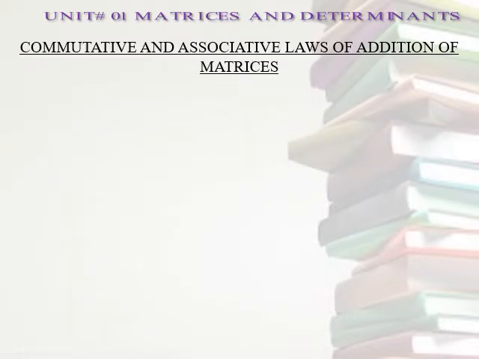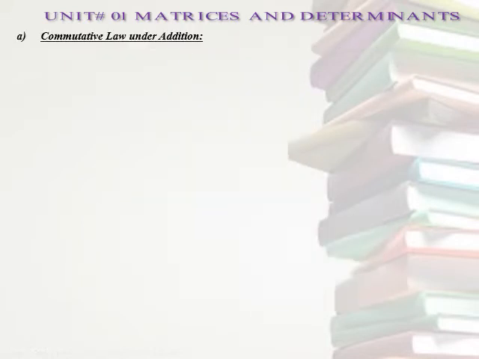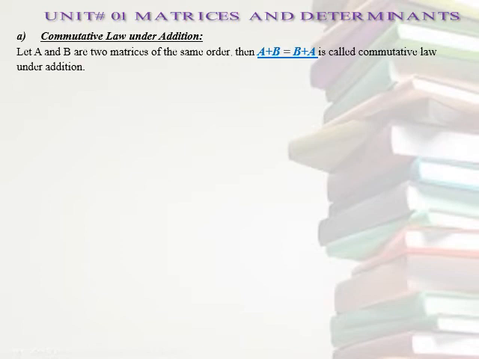Okay students, now we are going to learn two laws here. Number 1 is commutative law under addition and number 2 is associative law under addition. Here is the explanation of commutative law under addition. Let A and B be two matrices of the same order. Then A plus B is equal to B plus A is called commutative law under addition.